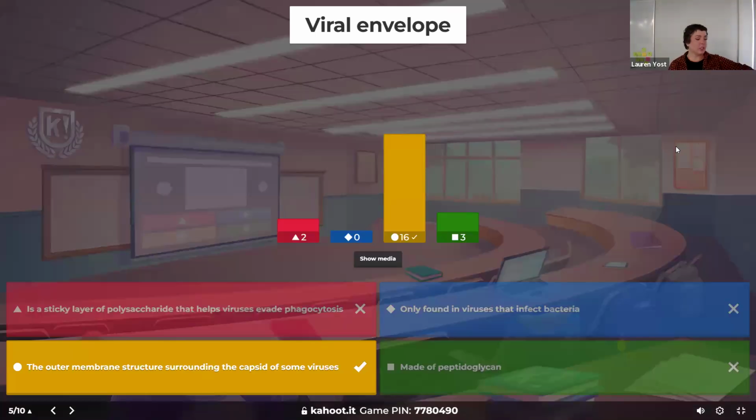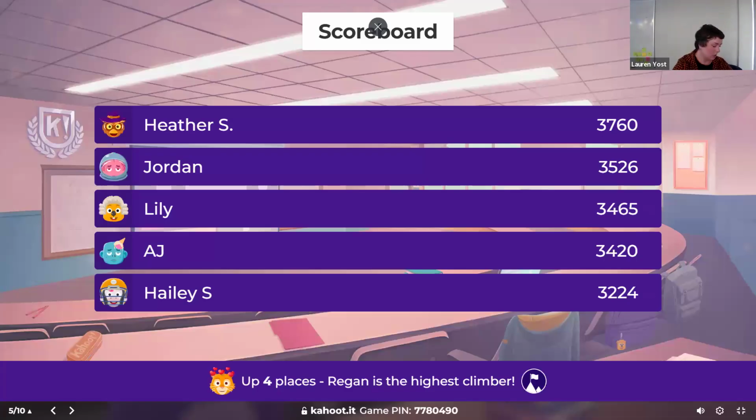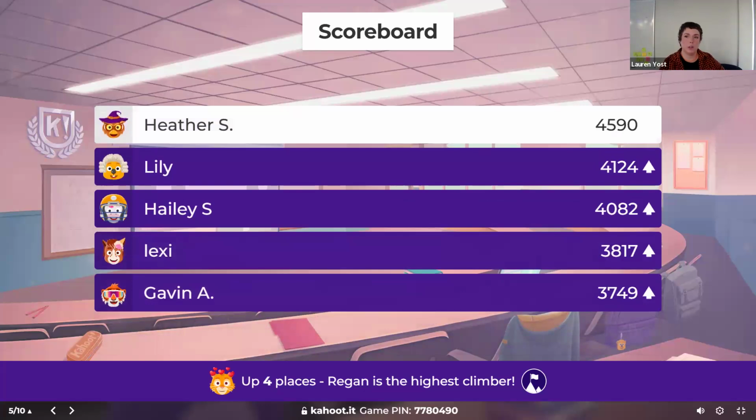All right, great job. So this is going to be that outer membrane structure of some viruses. So it'll be outside of the capsid and the genome. Remember that structure of the genome and the capsid together is called the nucleocapsid. And sometimes that's all some viruses will need. Other ones might need an outer membrane on them. They are called enveloped viruses.